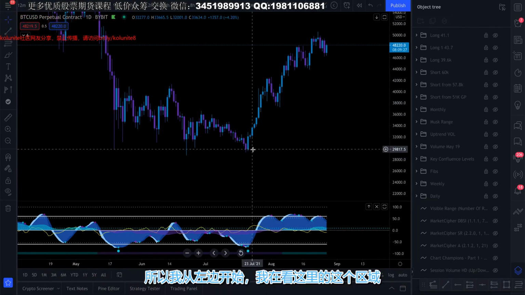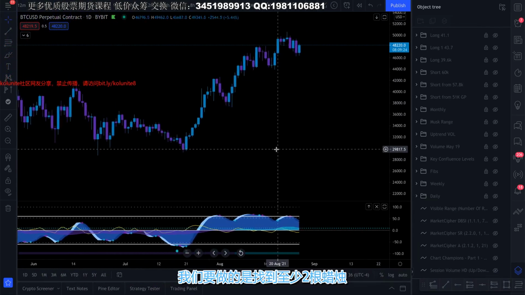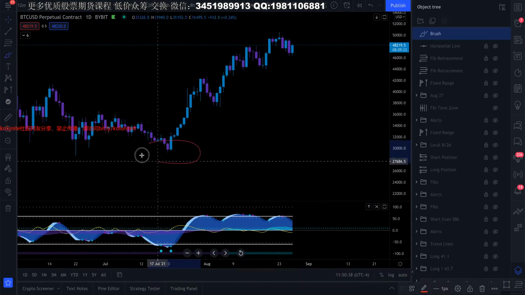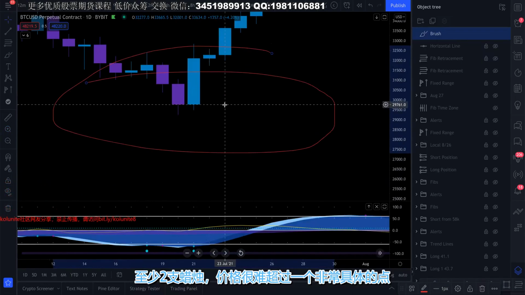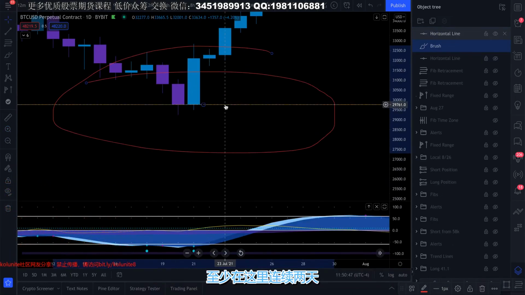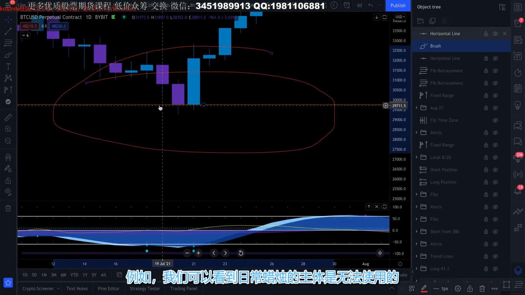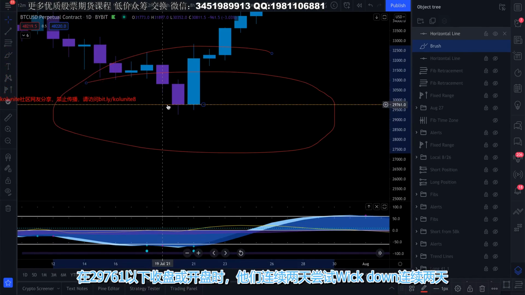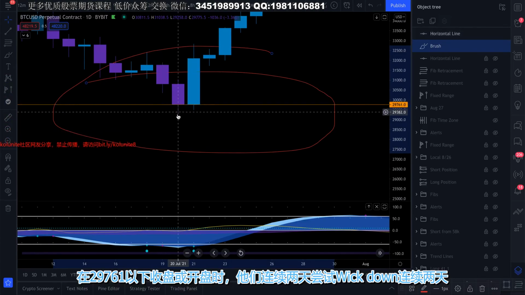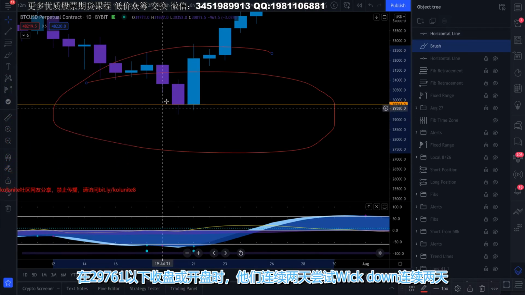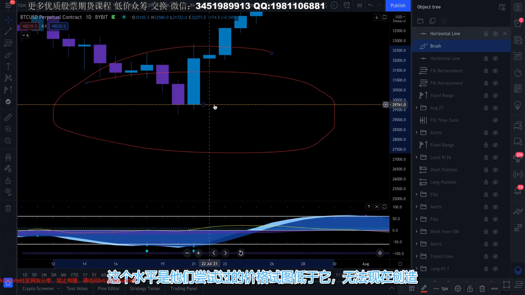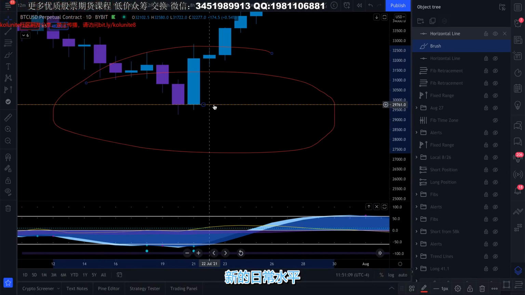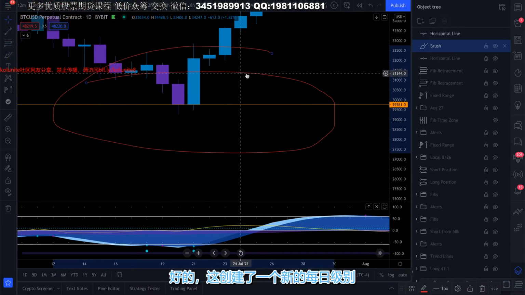So I'm starting to the left. I'm looking at this area right here. What we want to do is find at least two candles where the price has had trouble getting past a very specific point at least 2 days in a row. Right here, for example, we can see that the bodies of the daily candles were unable to close or open below 29,761. They tried for 2 days in a row to wick down. For 2 days in a row, the price tried to get below it and was unable to. This now creates a new daily level. Okay, this creates a new daily level.